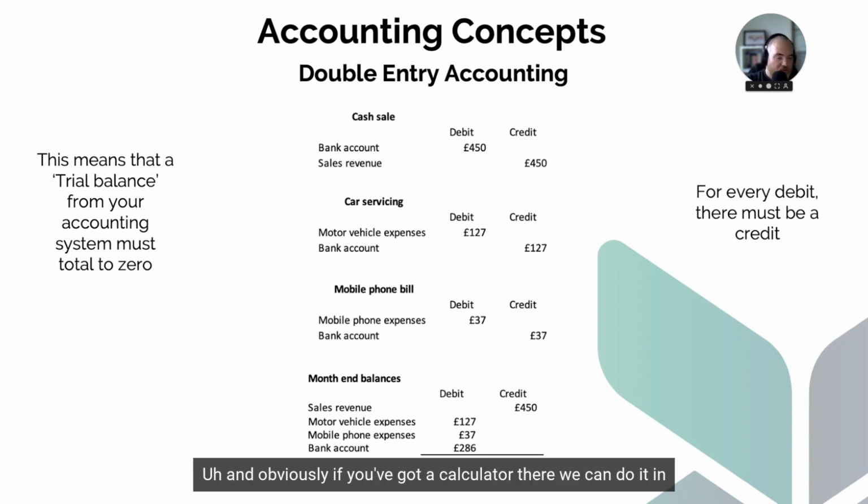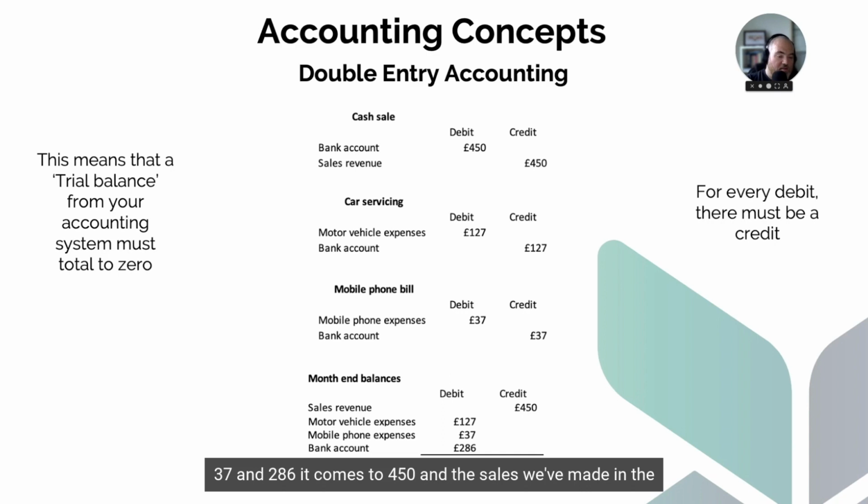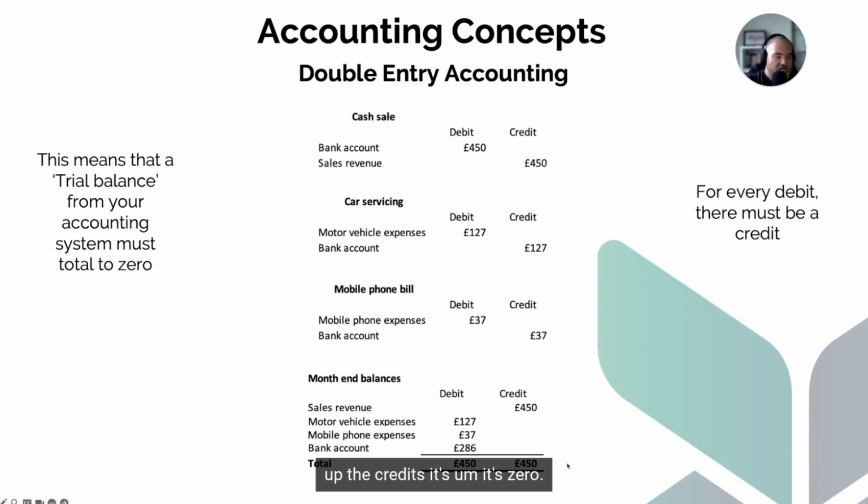And obviously, if you've got a calculator there, or you can do it in your head, £450 minus 127 minus 37 is 286. So if you add up 127, 37 and 286, it comes to 450, and the sales we've made in the month is also 450. So this is how everything balances off, and the trial balance, as this bit at the bottom is called, comes back to zero, because if you take the debits and deduct the credits, it's zero.